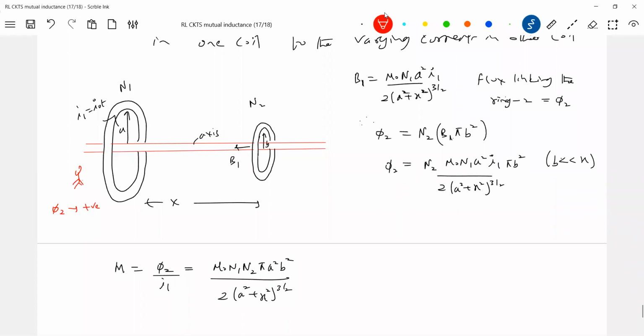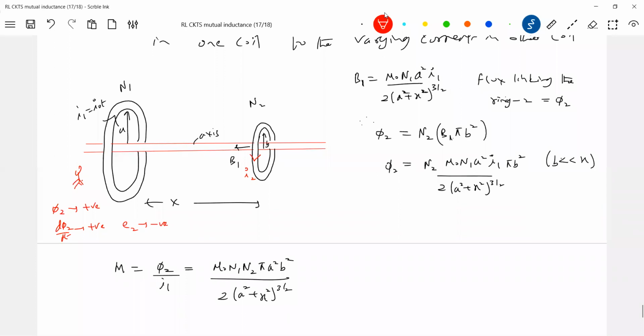You are standing here. Then current is increasing, I1 increasing. So B1 increases, area constant or loop constant, so flux will be increasing. d phi 2 by dt will be positive. With positive d phi 2 by dt, the EMF induced will be negative. So the induced current should flow in this direction. Is it okay? How to predict the direction of induced current?